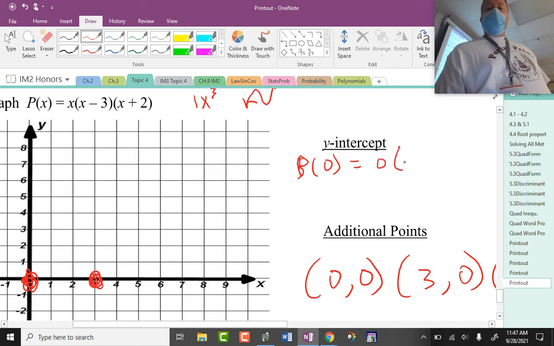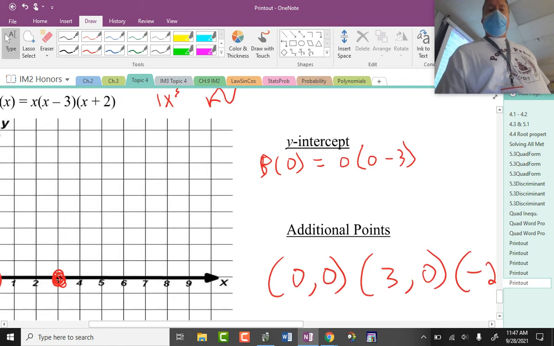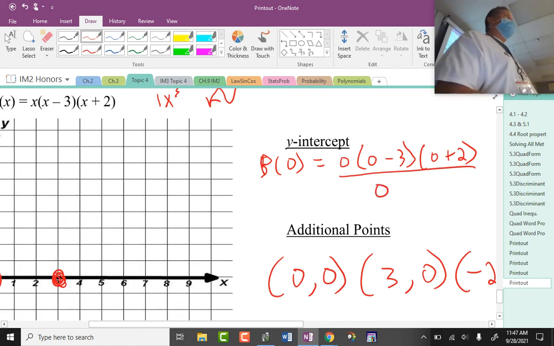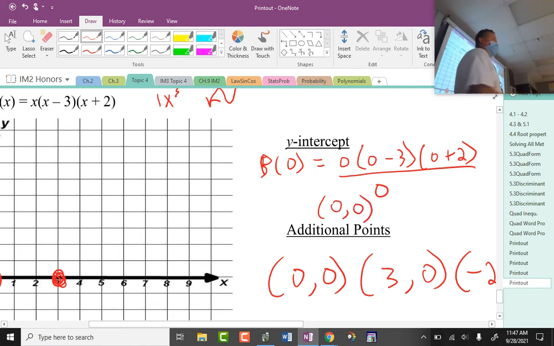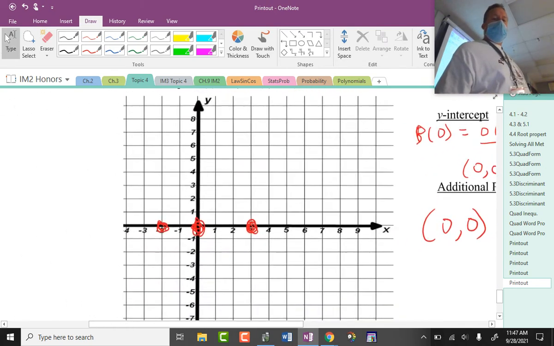Well, that's funny. We already have the y-intercept because 0, 0 is both a y and an x-intercept. And by the way, this equals 0 when I plug in 0 for x. So it doesn't really matter. The y-intercept is the same as the 0, 0 x-intercept. It's not two separate points happening in two different occasions.